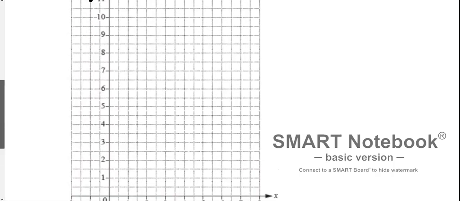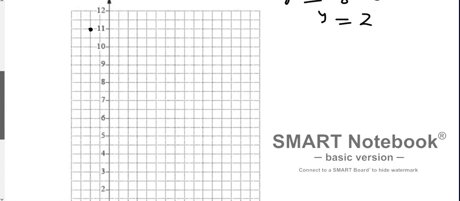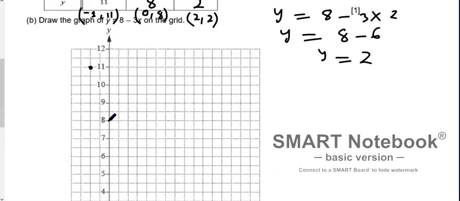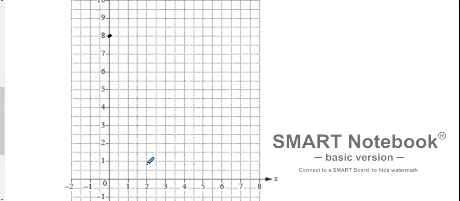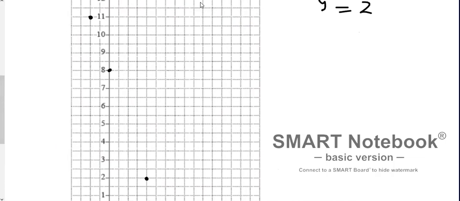Negative 1, 11; then 0, 8. This is 0, 8. And then we have 2, 2, which will be somewhere here. That is 2, 2. And then you take a ruler and connect those points like so.